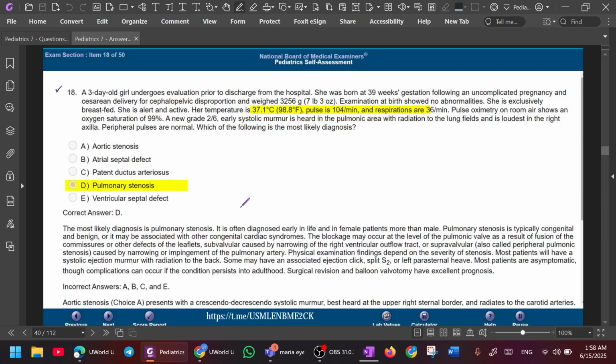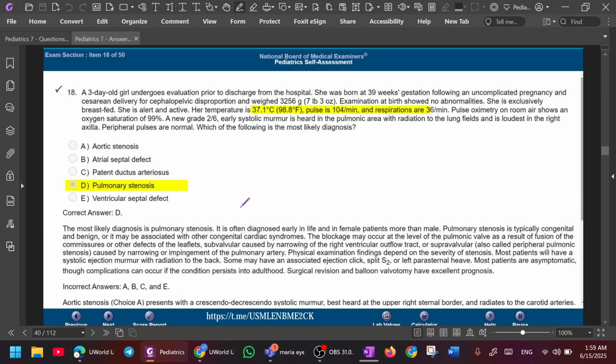Physical exam findings depend on the severity of the stenosis. Most patients will have a systolic ejection murmur with radiation to the back. Some may have an associated ejection click, split S2, or parasternal heave. Most patients are asymptomatic, though complications can occur if the condition persists in adulthood. Surgical revision and balloon valvotomy have excellent prognosis.